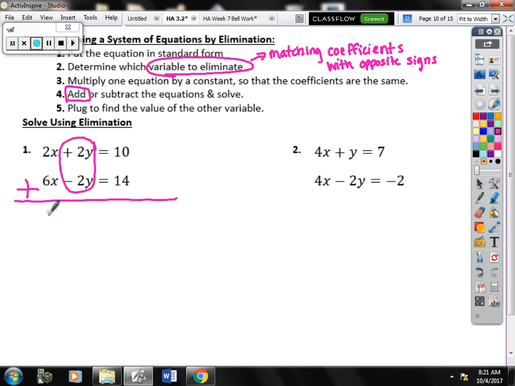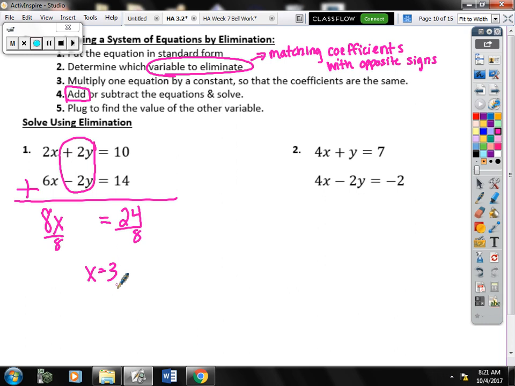2 plus 6 gets me 8x. Double check, 2 plus negative 2 would be 0. I'm not going to write it down, but it's really 0y. Bring your equal sign straight down, and 10 plus 14 is 24. Solve for x, divide both sides by 8. We get x is 3.